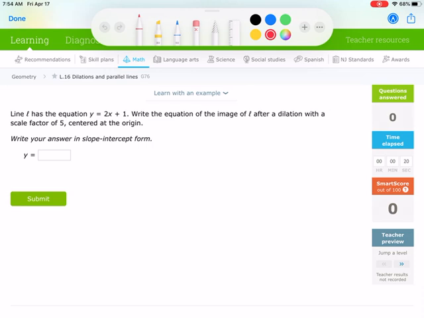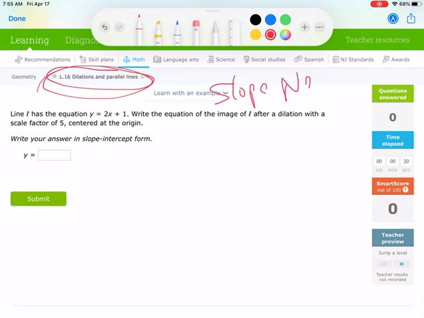So anytime you dilate a line, that's what this whole section is about. This line is dilated by a scale factor of 5. Anytime you dilate a line, the slope never changes because the lines are parallel. So the only thing that changes is the y-intercept. Scale factor of 5, multiply the y-intercept by the scale factor, and you're done.